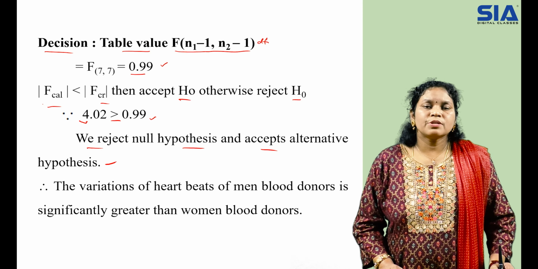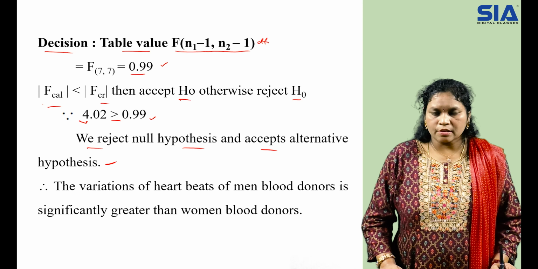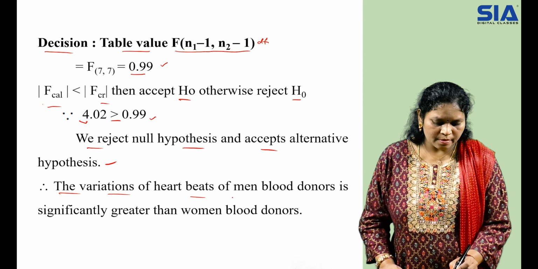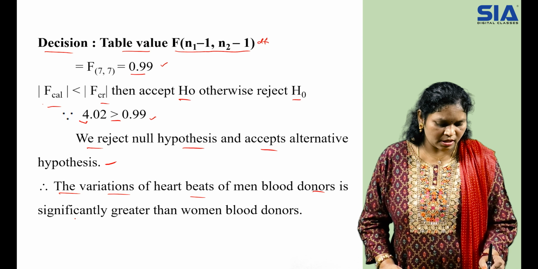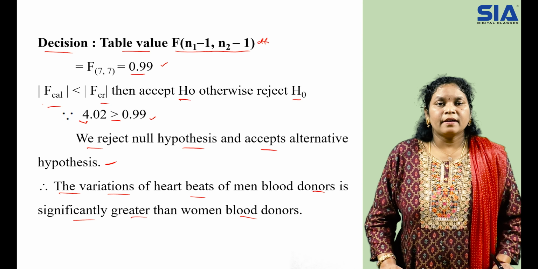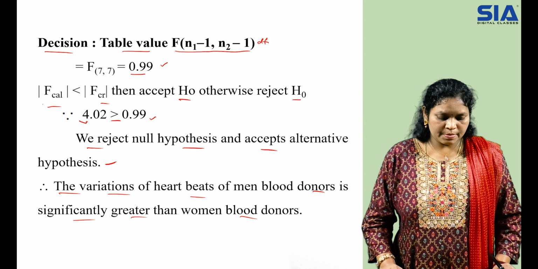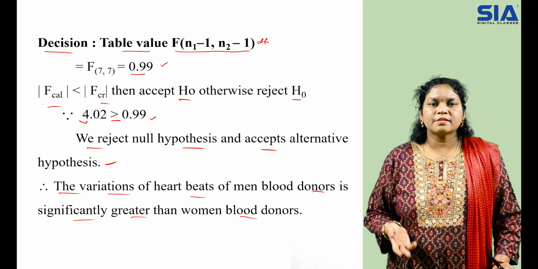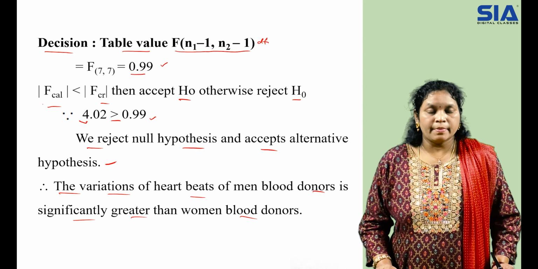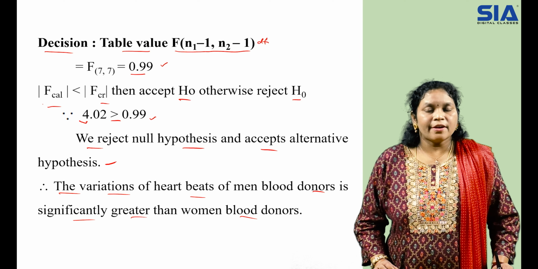So what is the conclusion now? The alternate hypothesis becomes the conclusion for us. So let us check it out. Therefore, the variation of heartbeats of men blood donors is significantly greater than that of women blood donors. So whenever they are donating blood, it seems men's heartbeat variation is greater than the women's. That's the conclusion we made out of this problem. So this is the problem of F test.